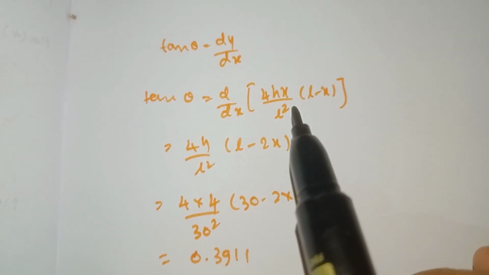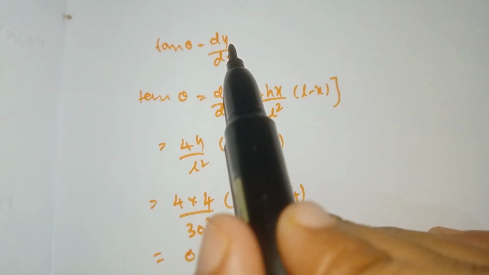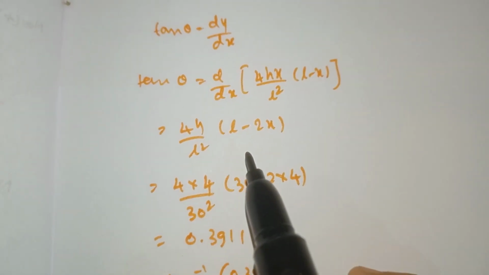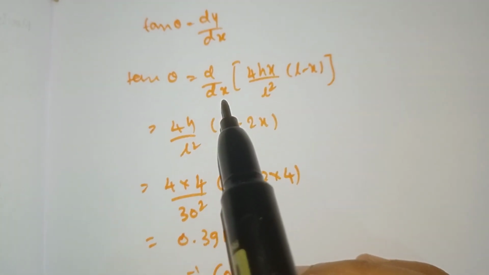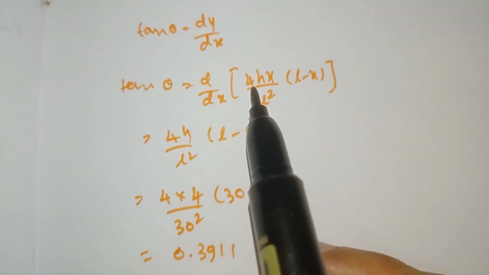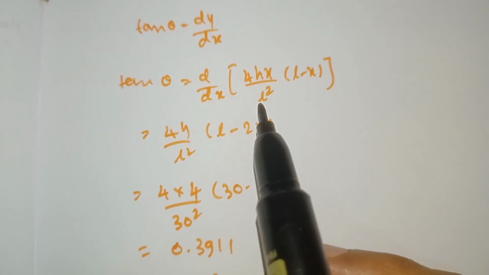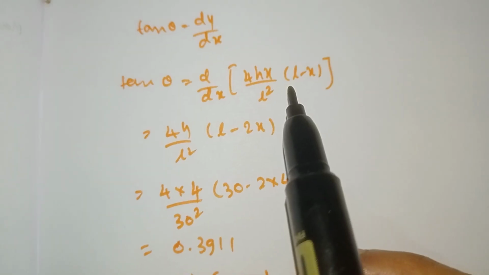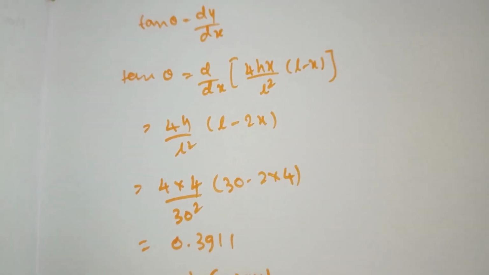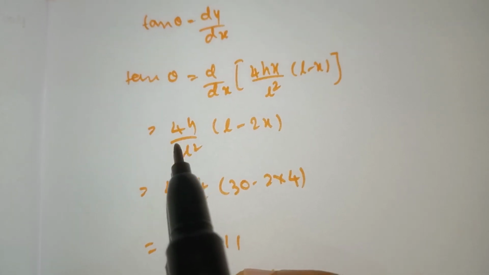This is the y formula. Now substitute in this equation, and by simplifying we'll get the theta value. Now differentiate this: differentiation of 4h divided by L square into x into (L minus x). So 4h divided by L square is constant, so I am taking it outside.